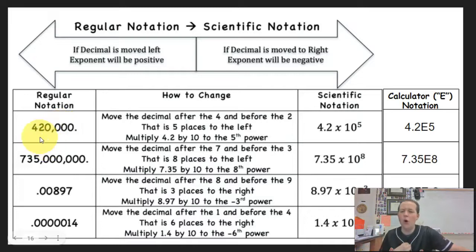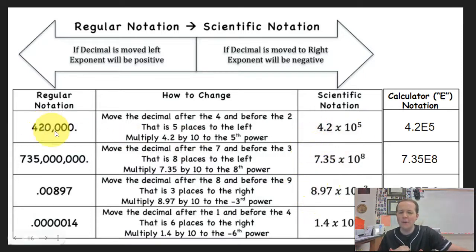Well, the rule is you always write the first number, and here's my scientific notation. I write the first number, in this case 4, and then I do a decimal, and then I write the second number. So here I have a 4 and a 2, so I write 4.2. On this one down here, I have 735, but I do the first number, 7, then I add a decimal right here, and then I add the next numbers, 35. So it's always one number, and then a decimal, and then maybe one or two others. 4.2, 7.35, 8.97. You get the idea.